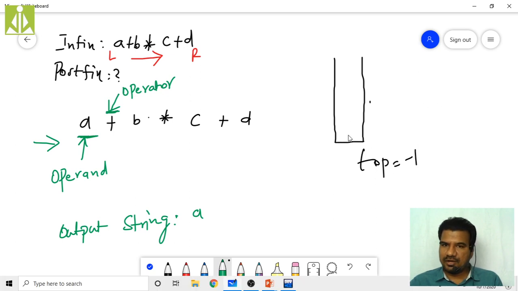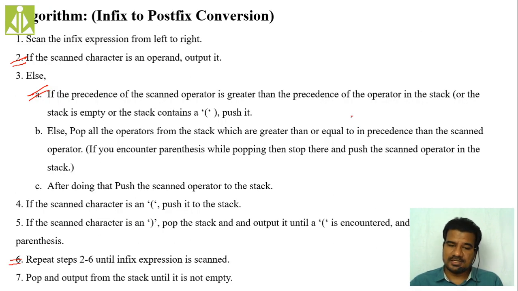Do we have any operator over here? No. Or the stack is empty. So this condition we are matching. Currently our stack is empty. So what do we have to do? Push it. Whatever operator we have, push it onto the stack.